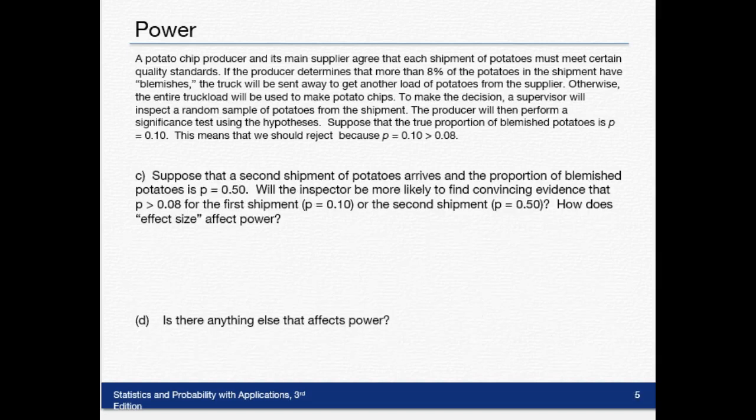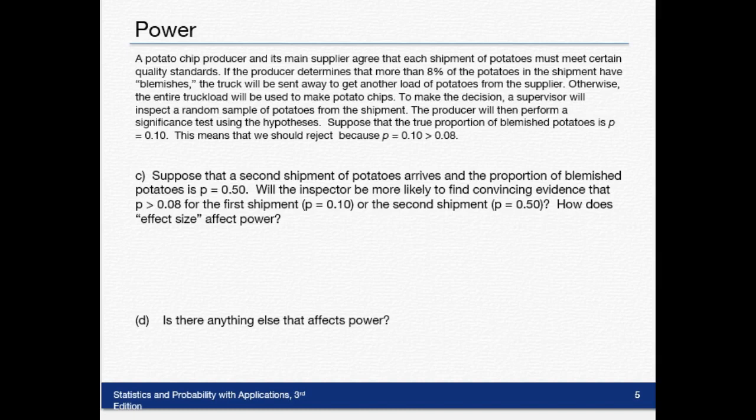All right, same thing, potato chip scenario, can't be greater than 8% blemished. So let's look at this. Suppose that a second shipment of potatoes arrives, and the proportion of blemished potatoes is 0.5. Will the inspector be more likely to find convincing evidence that the probability is greater than 0.8 for the first shipment, which was 0.10, or for the shipment of 0.5? And how does effect size affect power?